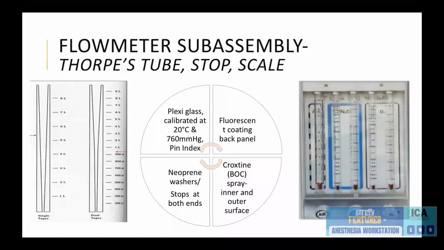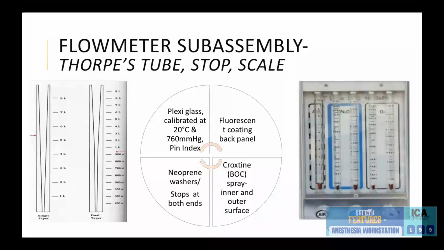You cannot interchange the nitrous oxide side tube with the oxygen side tube. In some machines, there is a pin index system at both ends of the tube, in order to enable correct fitting. There is a fluorescent coating at the back panel. Even if the lights go off, you can see what is what. There is color coding of white for oxygen and blue for nitrous in the back panel. And to prevent leakage, like we had seen in the hanger yoke assembly in Dr. Zainab's lecture, there is a neoprene O-ring washer at both ends of the side tube, even in the flow meter assembly.